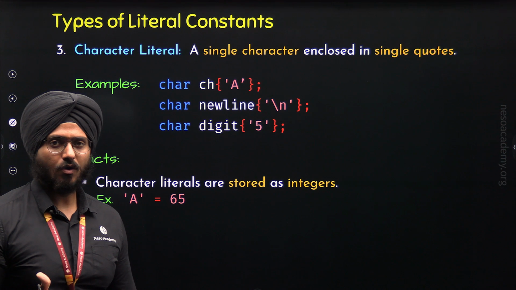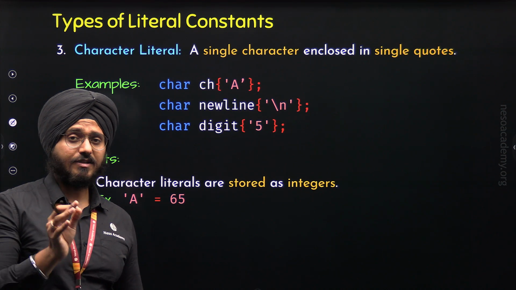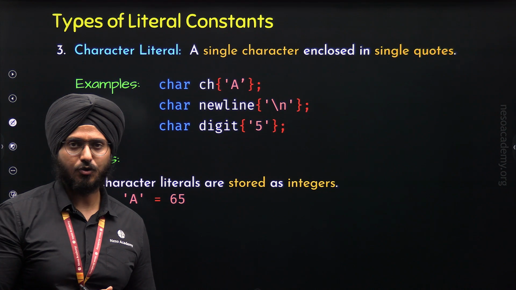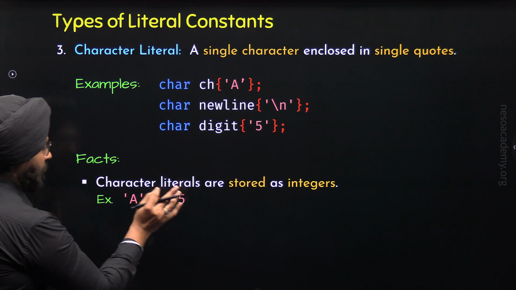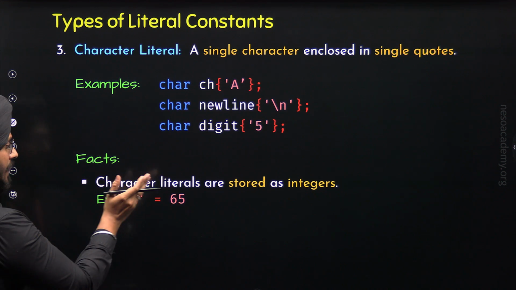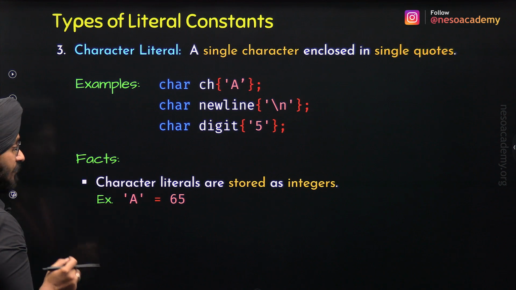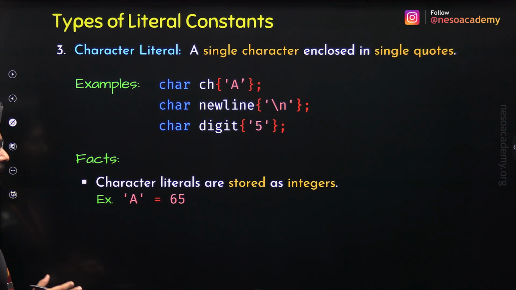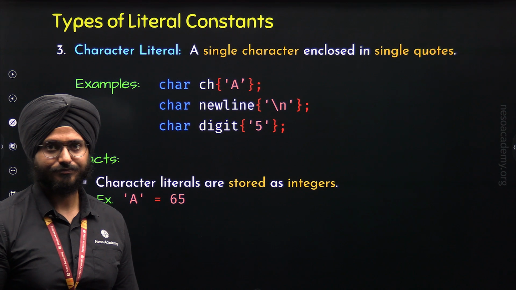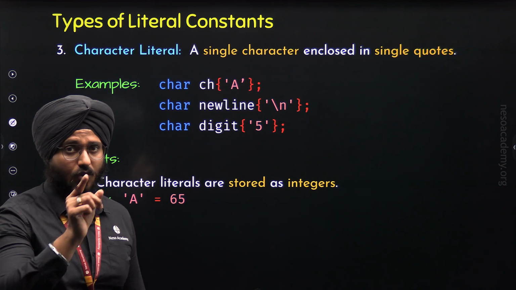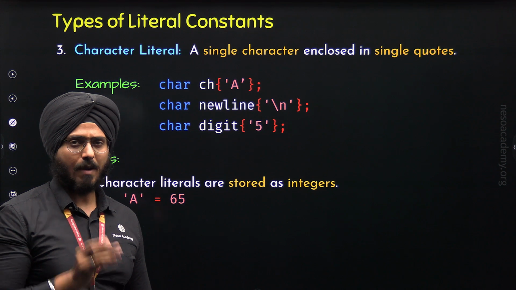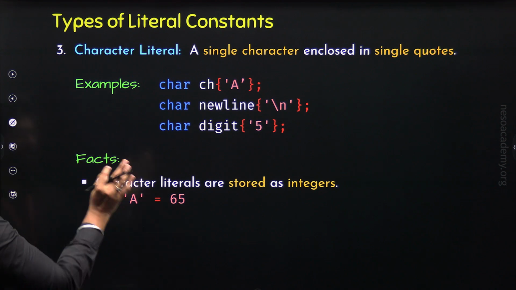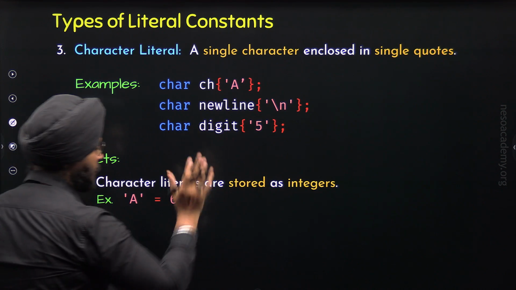If you want, you can search online for an ASCII table. In that table, you will identify different characters and their mapping with their integer values. Capital A is mapped to the value 65. So capital A is the same as 65. You will also observe that capital B is the same as 66. Capital C is the same as 67. It is always in a sequence. I would recommend you to search online for an ASCII table and see the mappings of the characters with their integer values. Internally, all character literals are stored as integers.